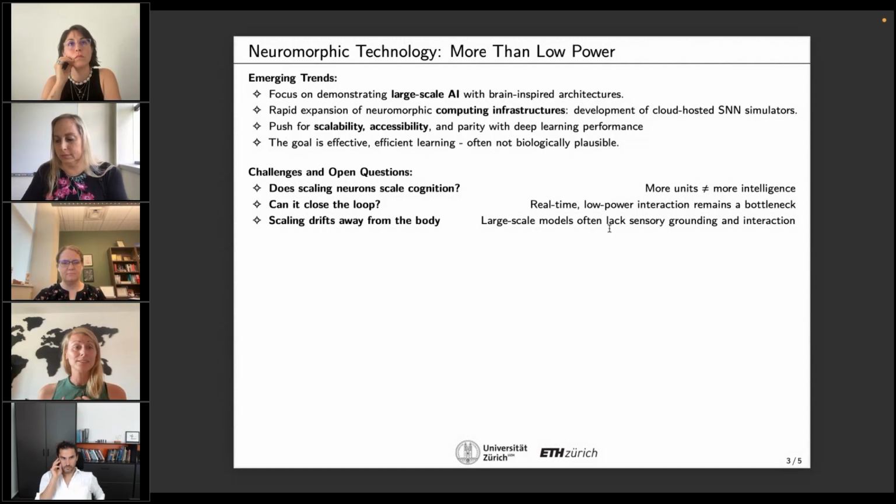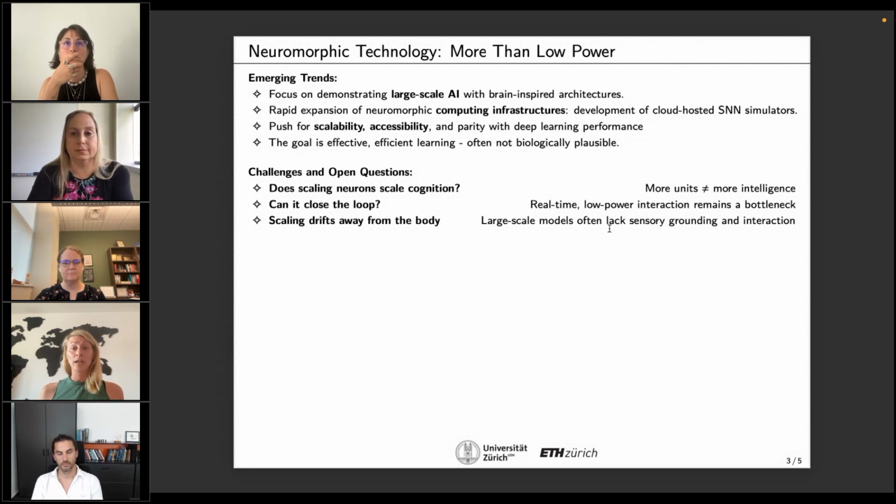But for me, this can open some questions and even some challenges, because I'm wondering if it's really true that if we can actually build something that is large, we can build something that is intelligent. Is it really true that having more neurons allows you to have something that is more intelligent? Can we also build something in closed loop? Because if we want to build a device that is able to interact with the environment, we need something able to read in real time and react in real time.